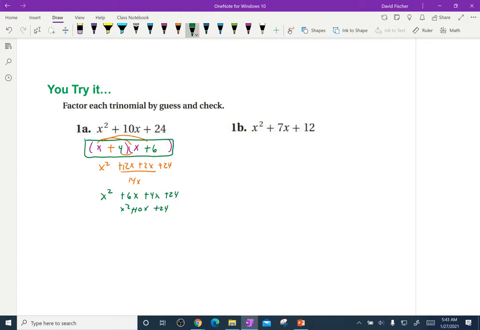All right. See if you can get this one. It's going to be an x and an x. Well, think of numbers that would multiply to 12 and try them and then do FOIL to check your work. Okay. Pause your video because it might take you a little while to do the FOIL. I got the answers on the next page.